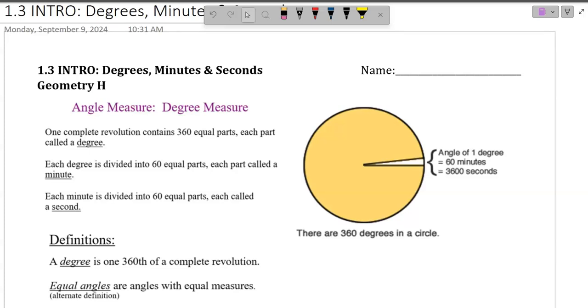Now if you're reading that title, you're probably wondering, hold on, degrees are angles, but minutes and seconds are things I use to tell time. Well, they do have a loose connection to one another, and let's talk about that.